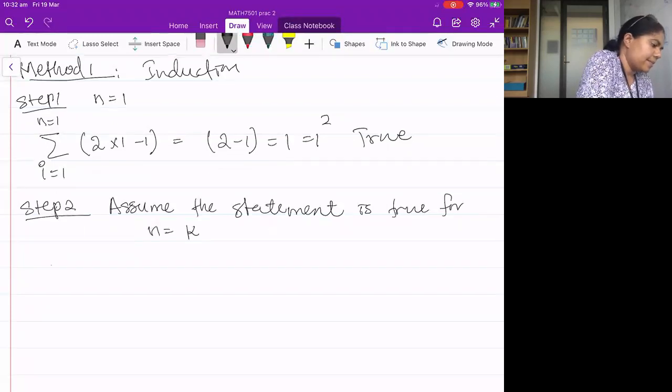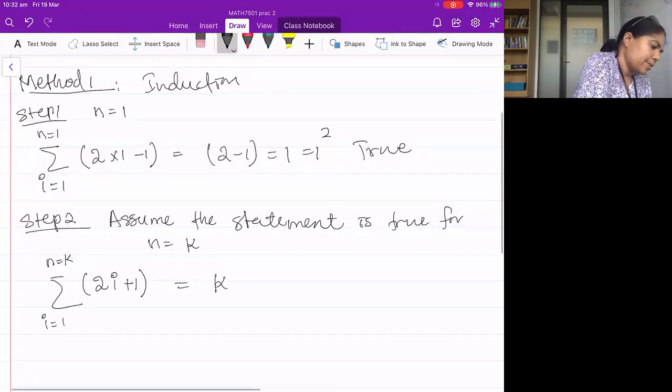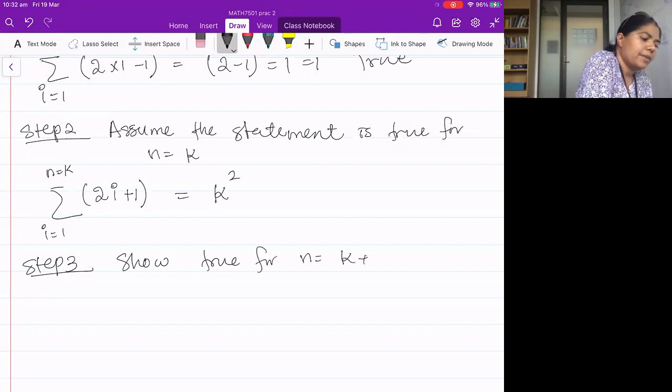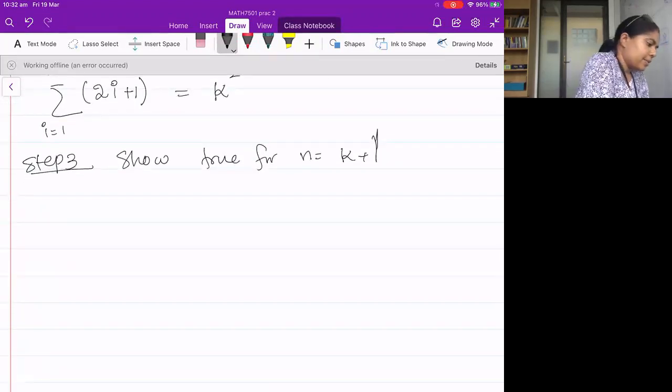So that means the sum with i from 1 to k of 2i minus 1 should be equal to, we got n squared, so that should be k squared. Okay. And step 3 is you show it is true for n equals k plus 1. Okay, k plus 1 step. How do we show this one?